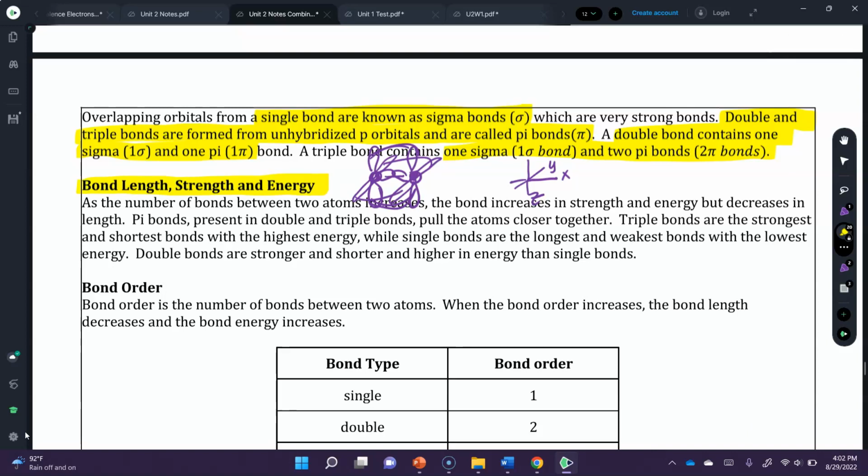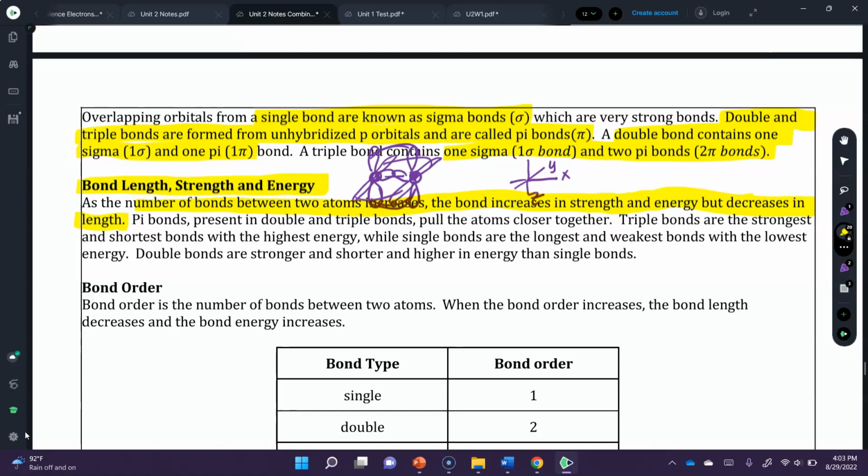As the number of pi bonds between two atoms increases, the bond increases in strength and energy, but it decreases in length. So as you go from a single to a double to a triple, you increase the strength and the energy needed to break that bond. That is the strength of the bond and the energy you require to break it. However, it becomes shorter, like much closer together.